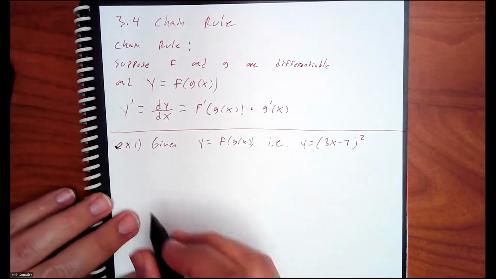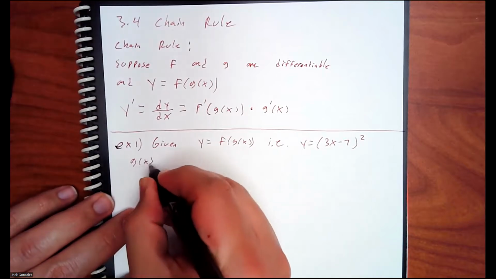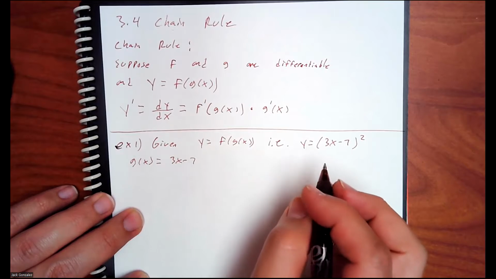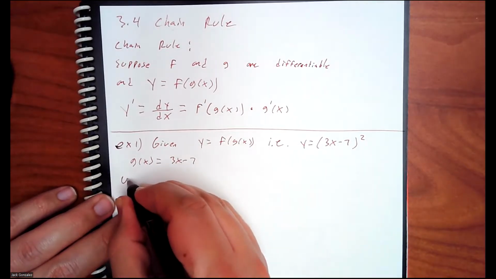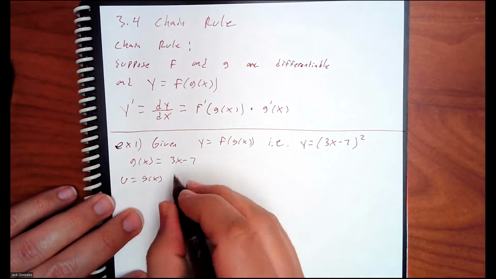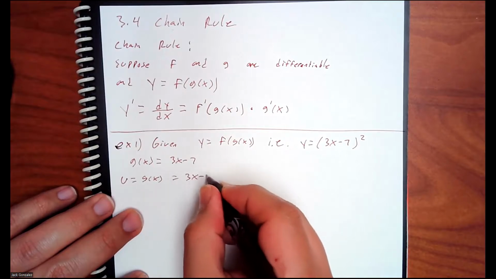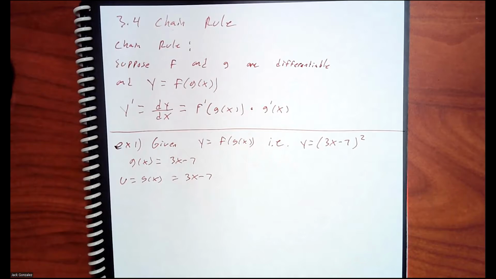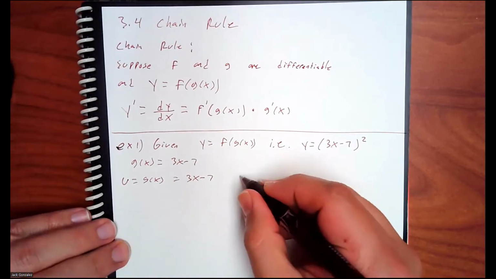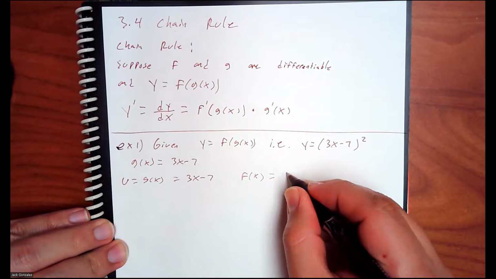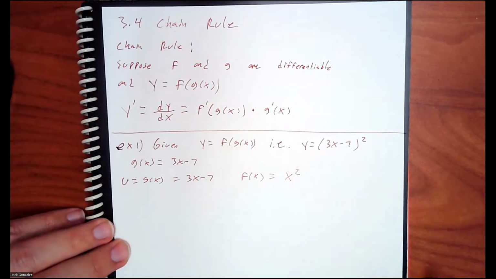So the g function is going to be the 3x minus 7. They call it u in this homework, but who cares? I'm using this notation because it makes a little more sense when we do the derivatives. The f function is a squared function, right?